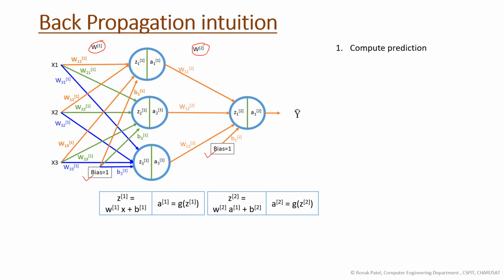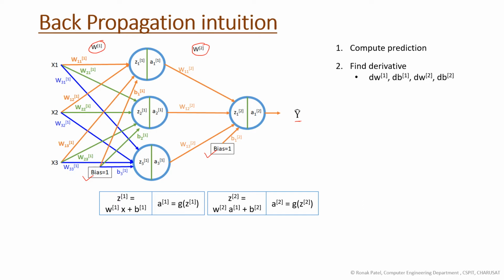So first, you need to compute the prediction. Initially there will be some weights over here which are randomly assigned, and bias which is also randomly assigned, and then using those random weights and biases we will find out this y hat. That is the first step, to compute prediction.